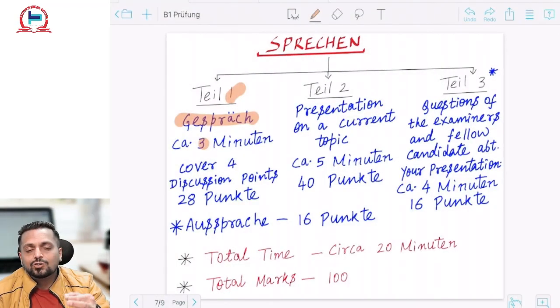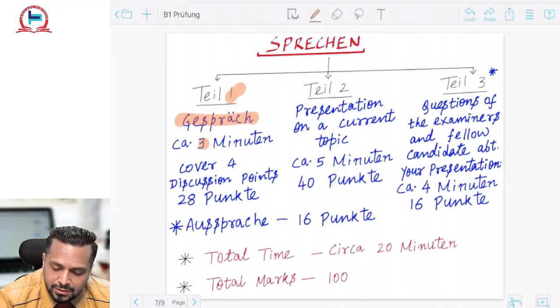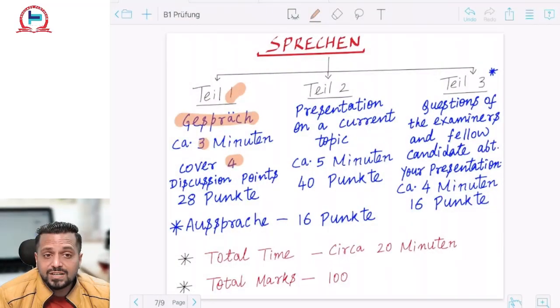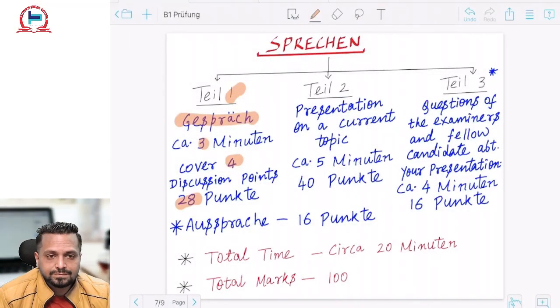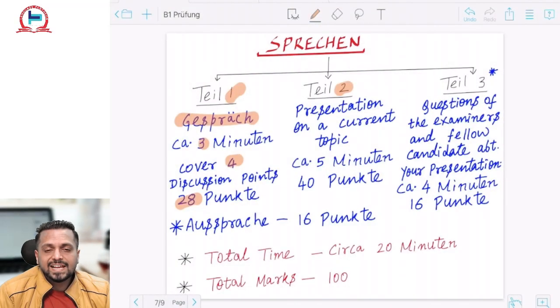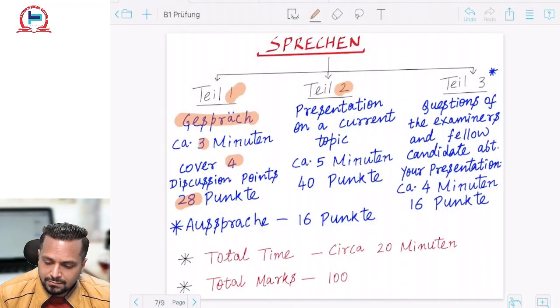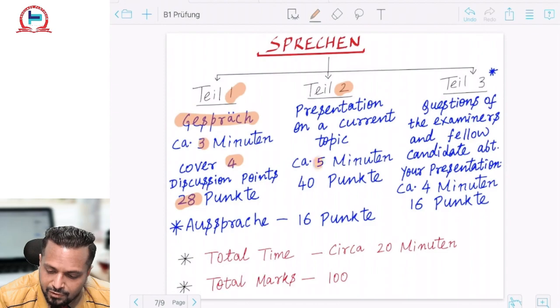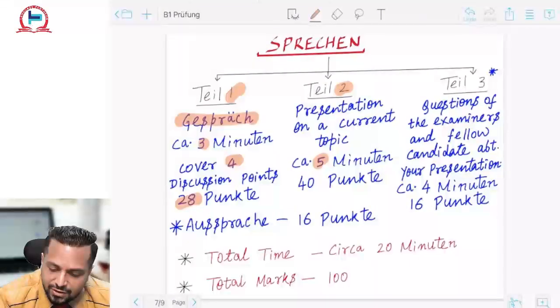Per candidate, you are going to get around 1.5 minutes. There are 4 points mentioned. You have to cover all the 4 discussion points. You are not supposed to miss any of the points. If you miss, your marks will be deducted. And the maximum marks that you can get is 28 marks. Teil 2. Teil 2 is a short presentation on a current topic. Approximately 5 minutes you are supposed to speak on this, and the maximum mark that you can get is 40.